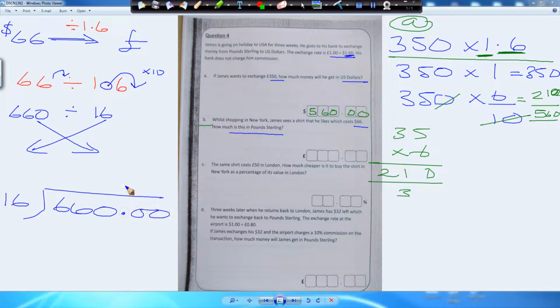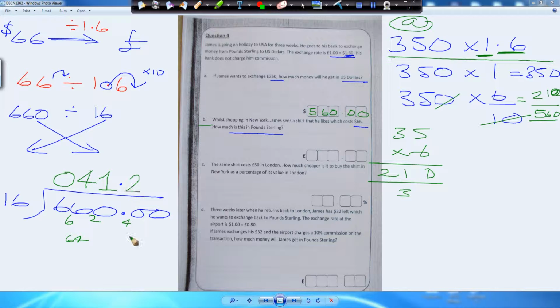Okay. Let's add a bit of extra space there for when we do our question. Okay, here we go. How many 16s go into 6? The answer is 0. Remainder 6. How many 16s will go into 66? The answer is 4. What's 4 times 16? That gives us 64. So 66 minus 64 gives us a remainder of 2. How many 16s go into 20? 1. What's the remainder? 4. How many 16s go into 40?